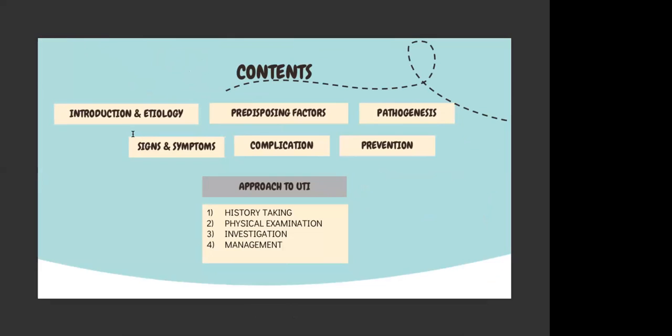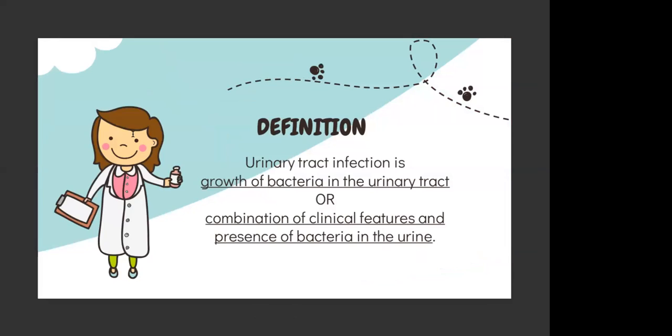So this is the content of my presentation, which includes introduction and etiology of UTI, its predisposing factors, pathogenesis, signs and symptoms, complication, prevention, and how to approach pediatric patient with UTI. So urinary tract infection is defined as growth of bacteria in the urinary tract or combination of clinical features and presence of bacteria in the urine.